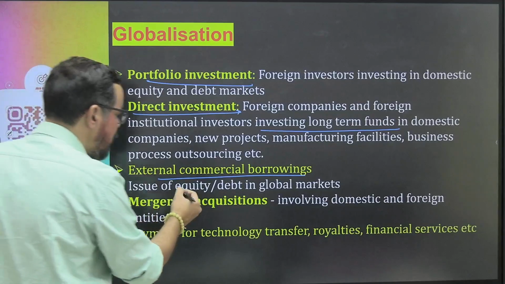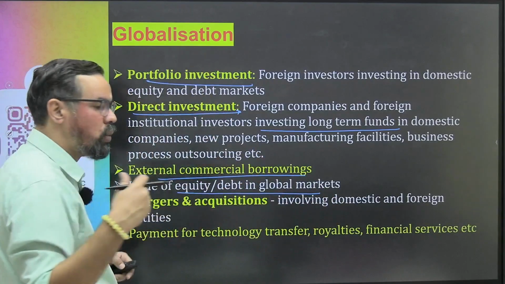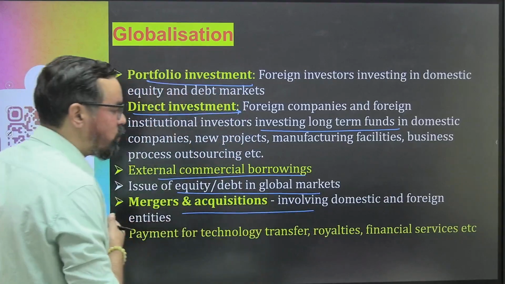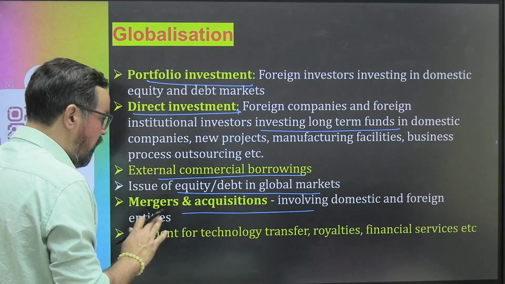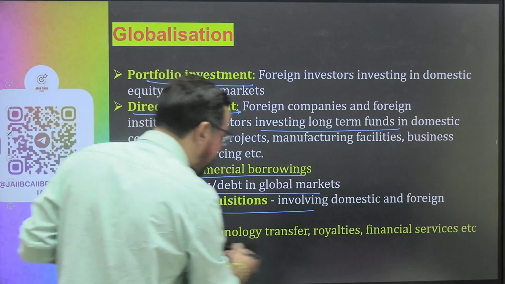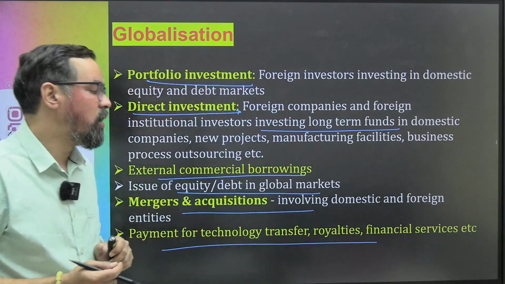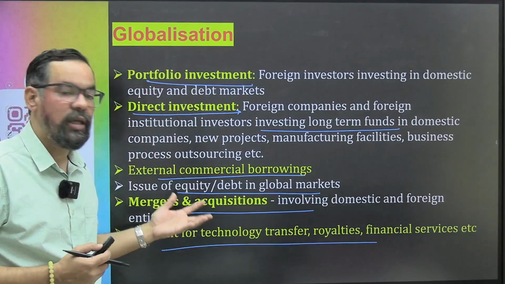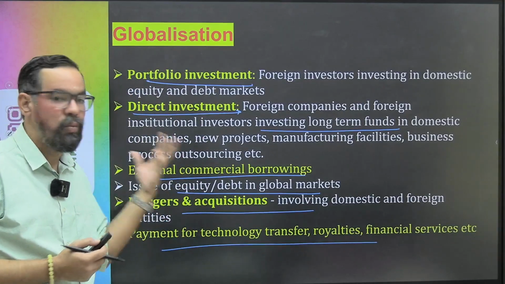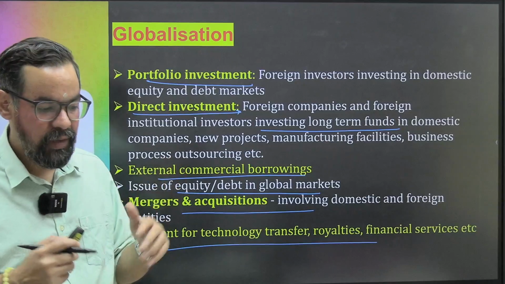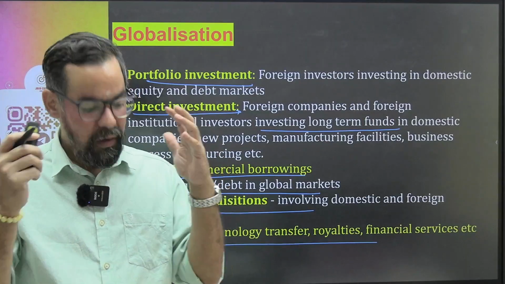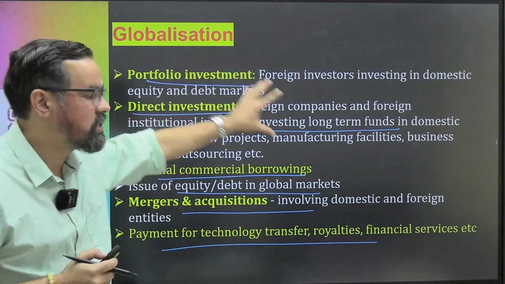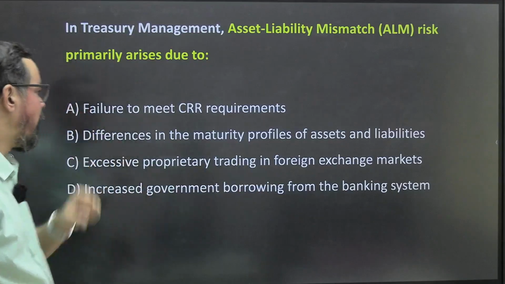Issuing equity and debt in the global market through GDR, ADR and all. Mergers and acquisitions involving domestic and foreign entities. Payment for technology transfer, royalties and financial services. So globalization is why these things emerged in the market and their scope increased, so somewhere we need payment services. There is one department in the bank called treasury which usually handles these kinds of activities. Okay, let's move ahead.